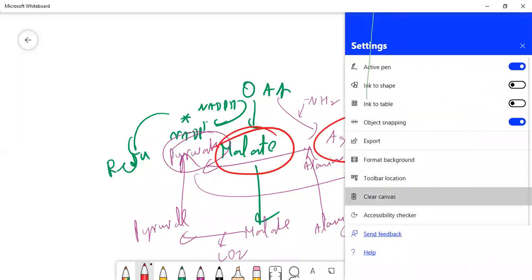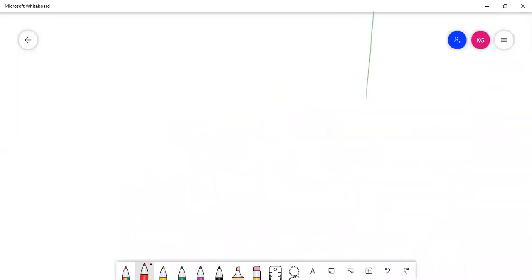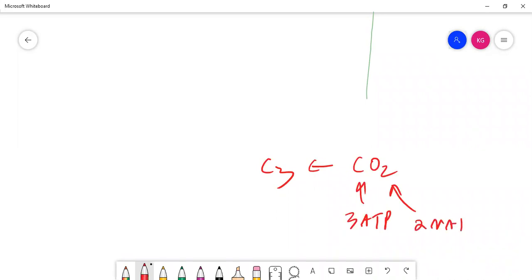Now, let us see the energetics of C4 plants. How much energy do they need? भाई C4 plants में C3 pathway तो है ही. C4 plants also have C3 pathway. तो C3 pathway में to fix one CO2, how much is the cost? So 3 ATP and 2 NADPH. This is the cost we know.